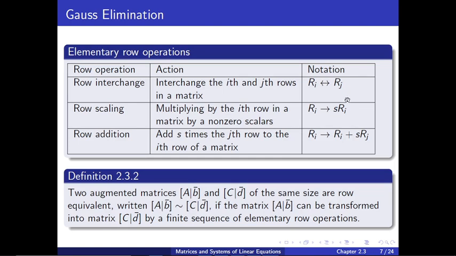Now we go on to the second one, which is called row scaling, where you multiply an ith row by a non-zero scalar.